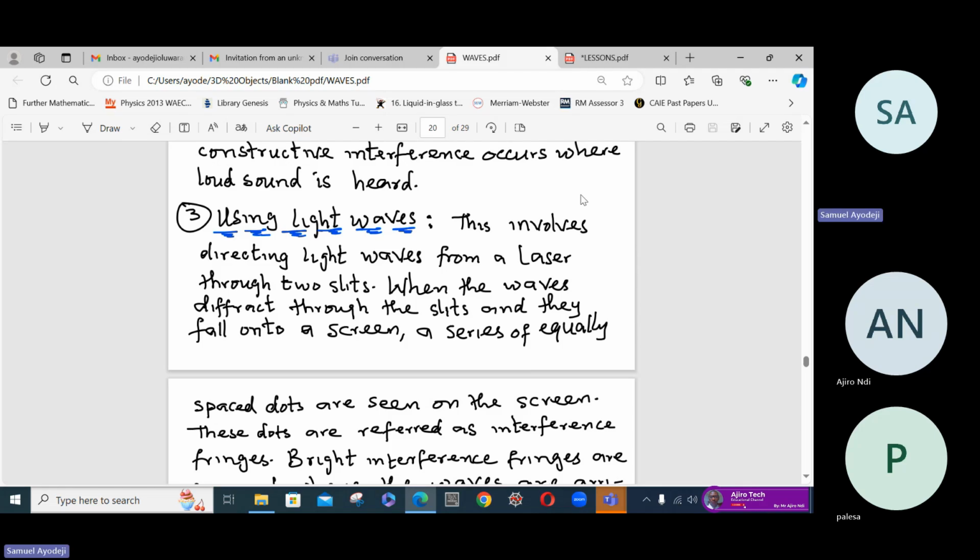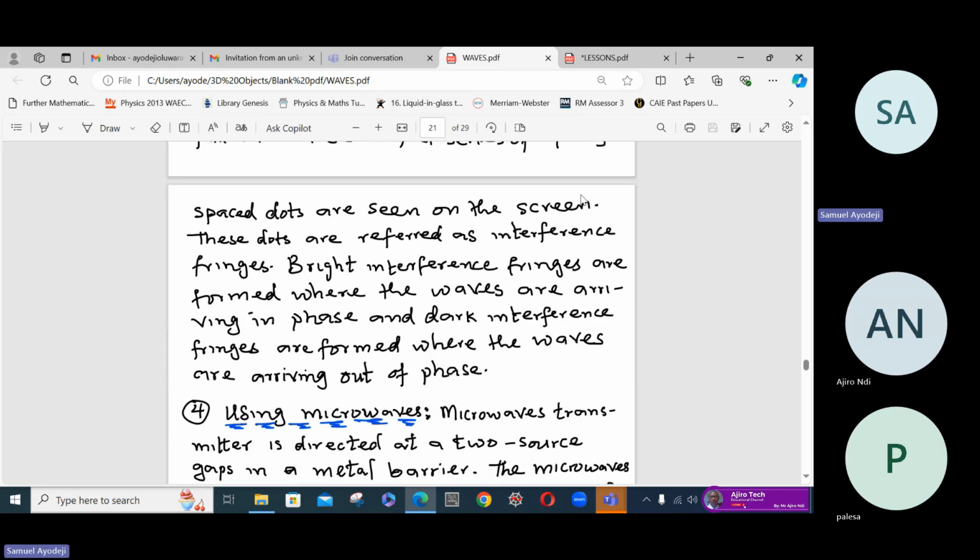Using light waves involves directing light from a laser through the slits. They are using two slits, where the wave diffracts through the slits and then falls on a screen, forming a series of equally spaced dots as seen on the screen. These dots are referred to as interference fringes.